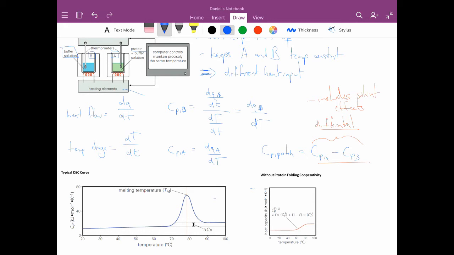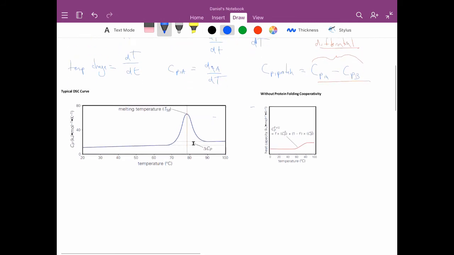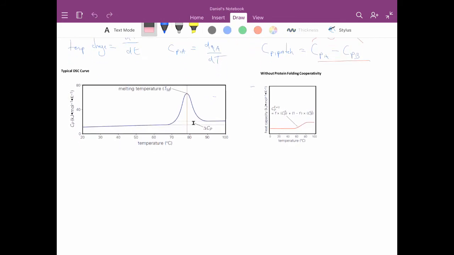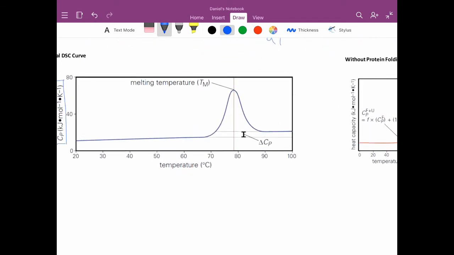So now let's talk about the type of data that comes out of one of these instruments. So here on the left is a typical differential scanning calorimeter curve for a protein. Note that on the y-axis, we have the heat capacity of the protein, which has been derived from subtracting two solutions' heat capacities. And what we end up getting is this big curve that has this hump in it right around the melting temperature of the protein. And then it settles back down to a higher heat capacity.